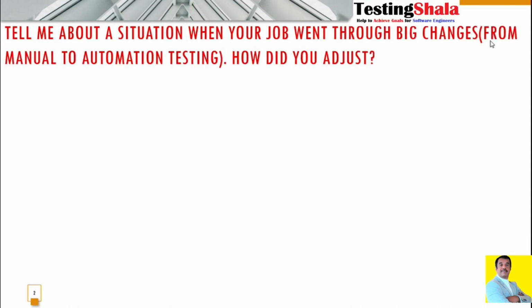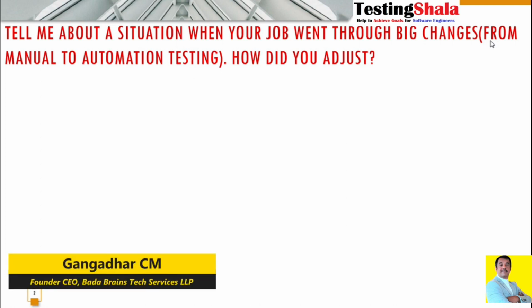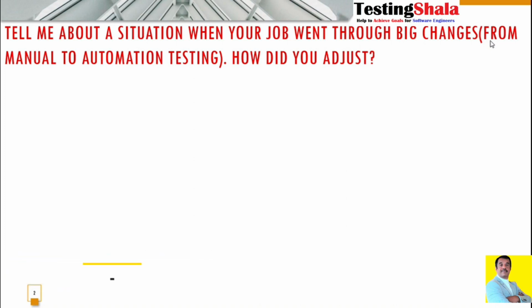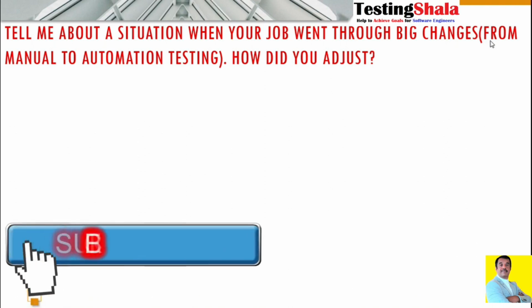The question here, especially for a software tester, is: tell me about a situation where big changes are happening. Earlier, as a tester, you were only concentrating on manual testing. Now the management or leadership team wants you to move into automation testing. How do you adjust to this kind of big change happening in your organization? This is a really tough situational interview question. How will you handle this kind of situation?